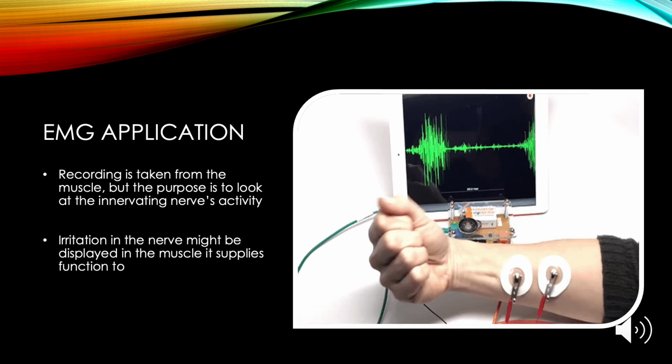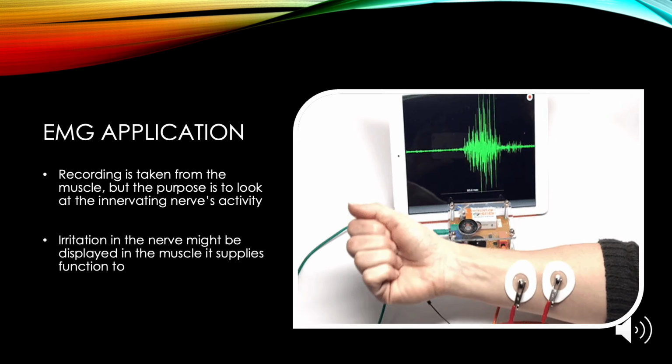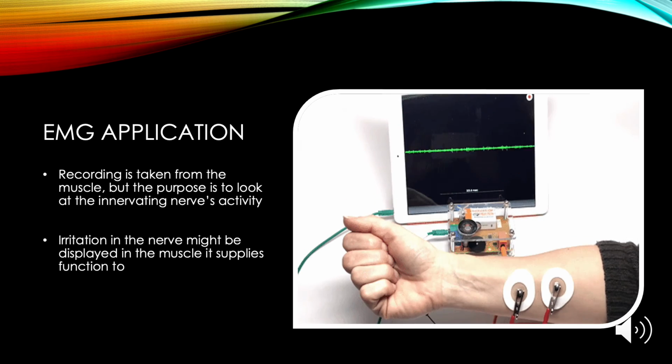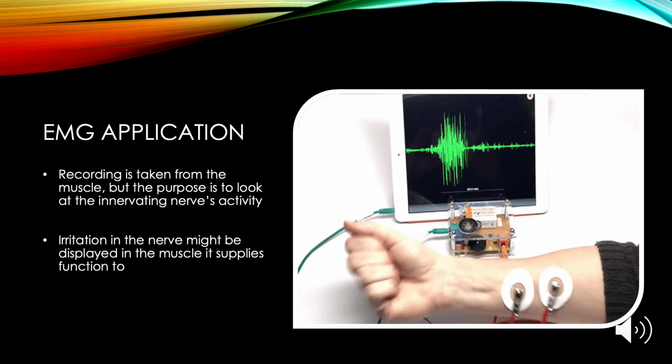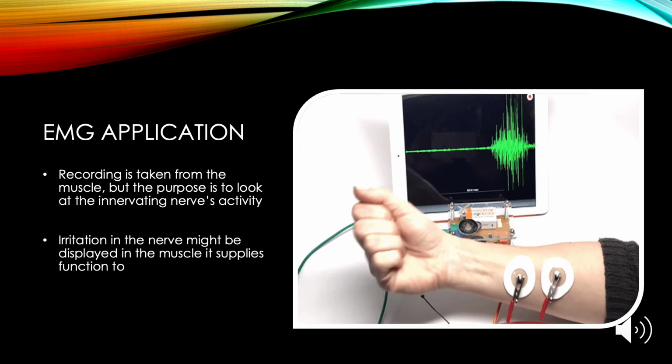So here on the right, you see a person with a couple recording electrodes hooked up to the forearm, and then contracting those muscles results in this kind of electromyography that you see on the screen.